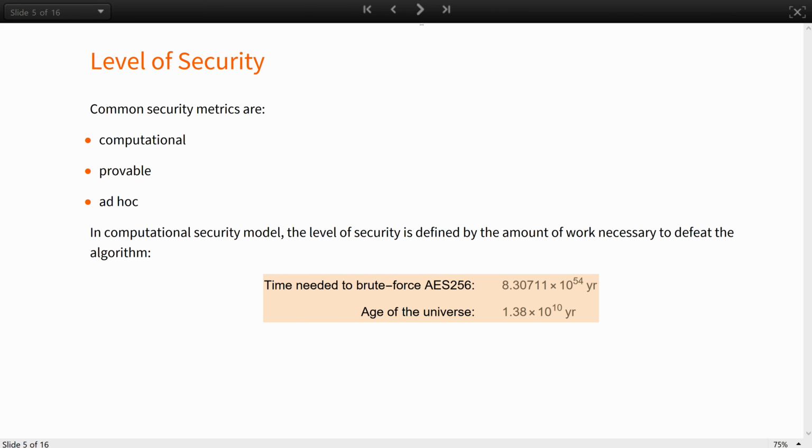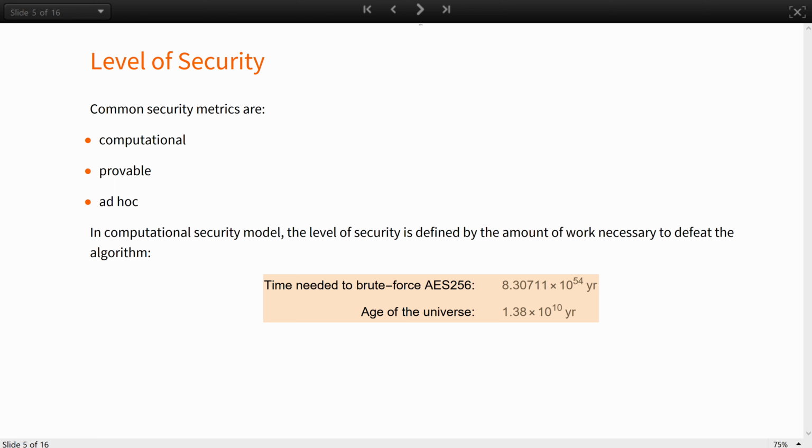The level of security of cryptographic protocols is difficult to quantify. It can be evaluated under several different models. The most common security metrics are computational, provable, and ad hoc methodology, although the last one is often dangerous. The confidence level in the amount of security provided by a protocol based on computational or ad hoc security increases with time and amount of research and investigation of the scheme.